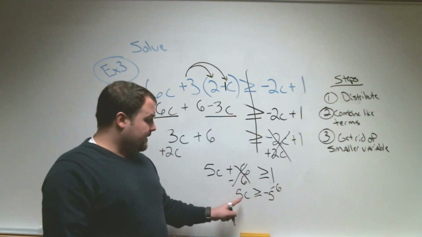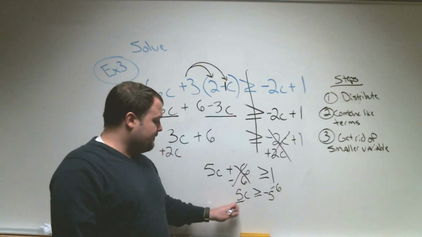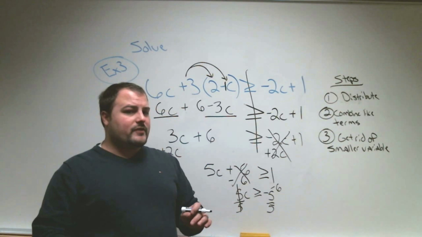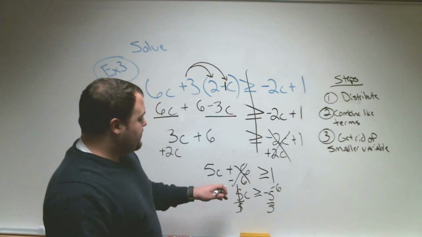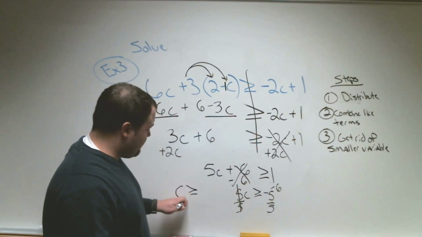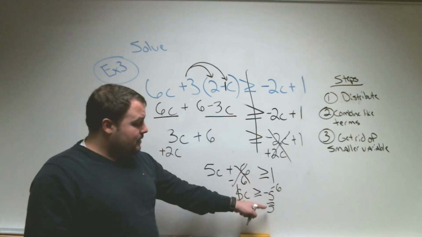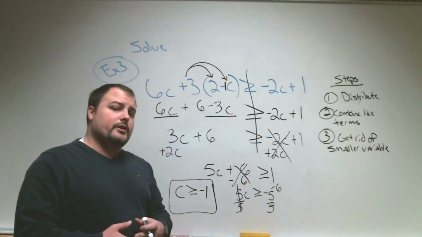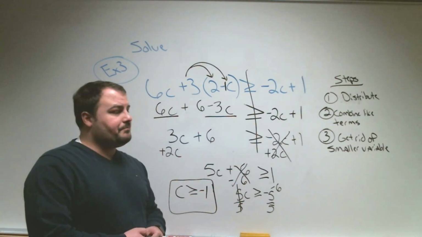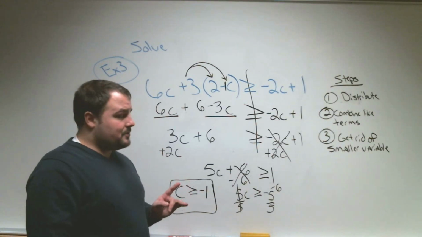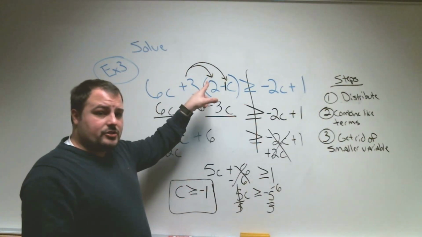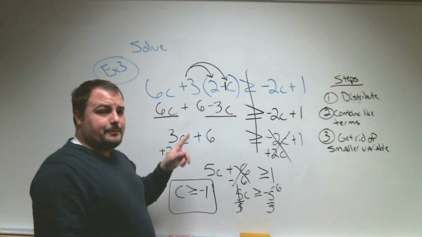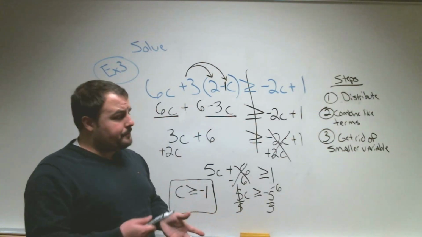Now, we want to get c by itself by getting rid of this 5, and that 5 is multiplying, so we're going to go ahead and we're going to divide by 5. Now, we're dividing by positive 5. C is going to be greater than or equal to a negative 5 divided by positive 5 is a negative 1. C is greater than or equal to negative 1 is our answer. Now, think about this. What we did in this problem was the first thing we did is distribute. That's step 1. The next thing we did is we looked for things that we can put together. That's called combining like terms.